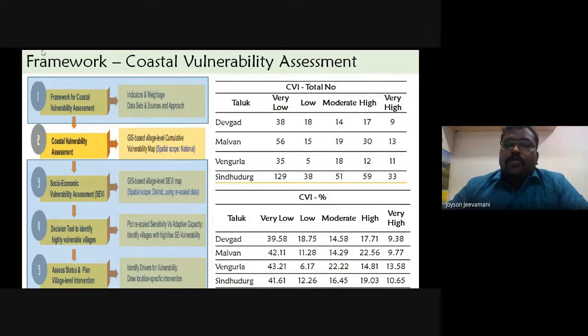So this is how the cumulative vulnerability for taluk wise, how the number of villages are in different categories. For example, in Sindhudurg, there are 317 villages in total, in which 129 villages have very low vulnerability, whereas 33 villages have very high vulnerability. In terms of percentage, it is showing 10% of the administrative units are very high. Already we saw along the coastline, they are concentrated. So this kind of statistics we can derive from the values.